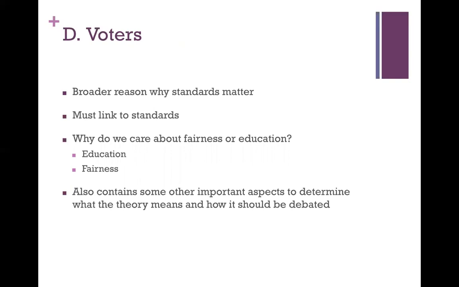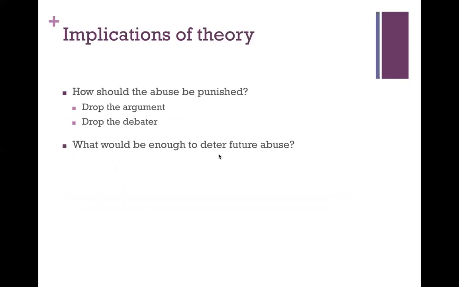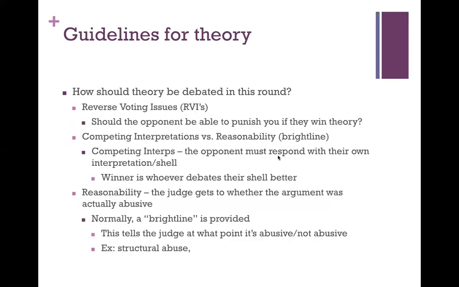Voters also contain other important aspects to determine what the theory means and how it should be debated. These are paradigm issues, or implications. How should the abuse be punished? Which is drop the argument or drop the debater. What would be enough to deter future abuse? That's the point of the implications. And guidelines for theory: how should theory be debated in this round?